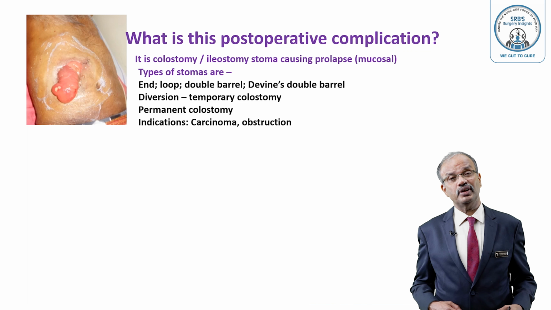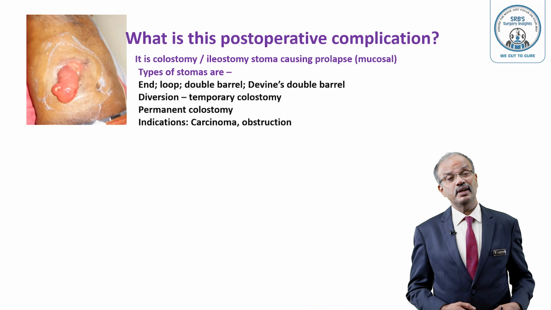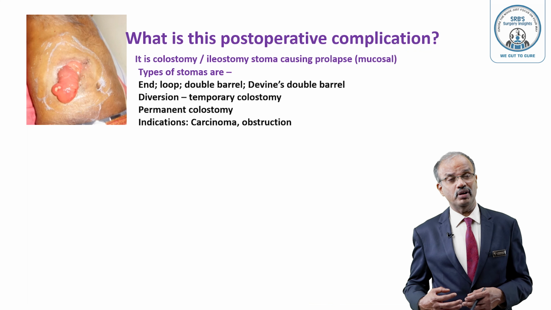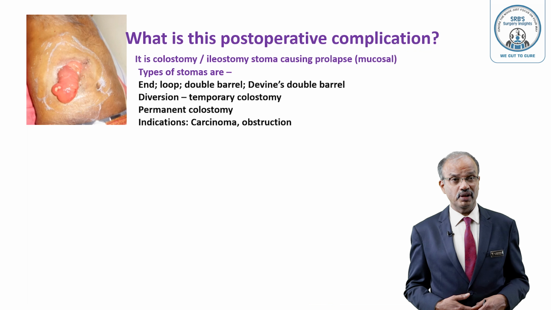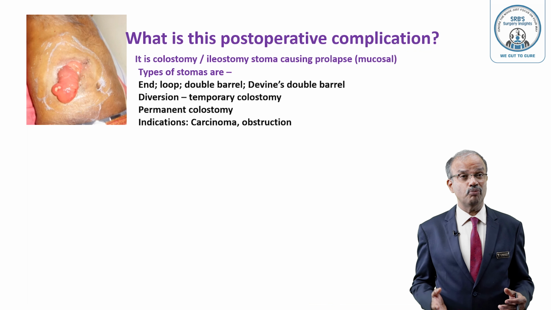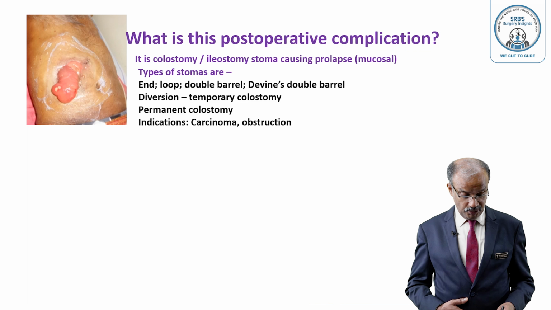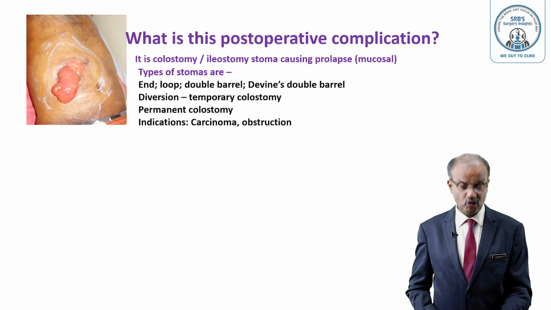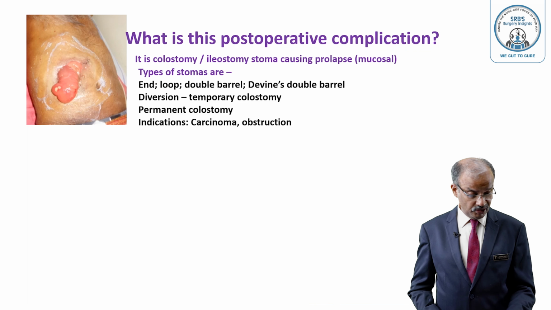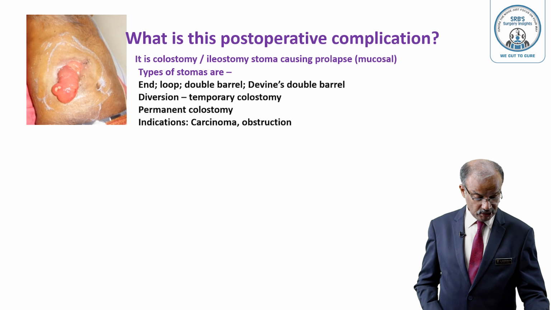If there is an anterior resection or sigmoid resection in an infective field, then you do an ileostomy stoma, so that after 3 months you can close it. And permanent: in abdominoperineal resection, a permanent end colostomy will be done. So that is a permanent colostomy. Indications are carcinoma, obstruction, and many other diseases for which we can do a stoma, colostomy or ileostomy.